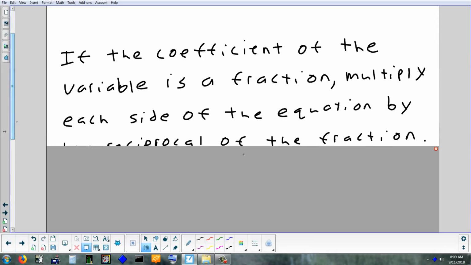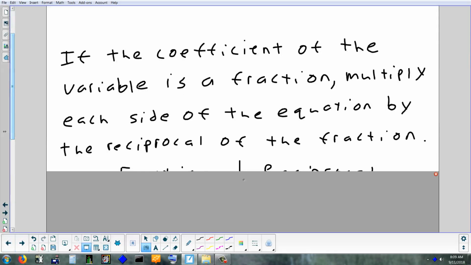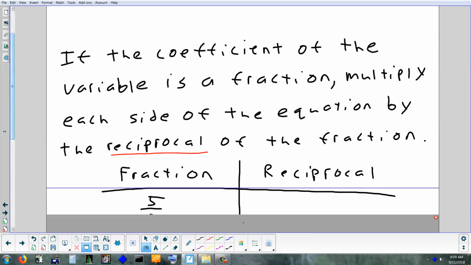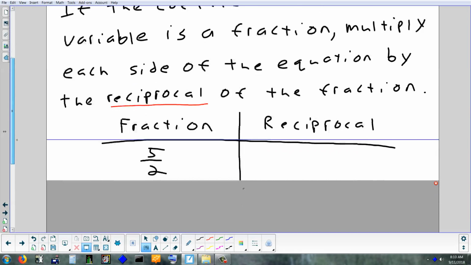So, if the number in front of the variable is a fraction, we're going to multiply both sides of the equation by the reciprocal. That's going to cancel it out. So let's just practice a couple more like we did in the warm-up.